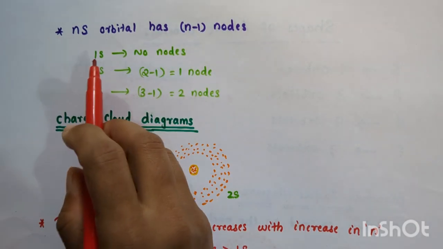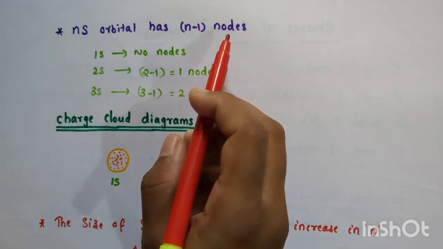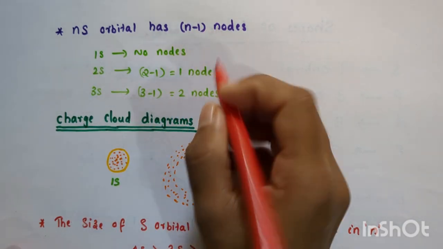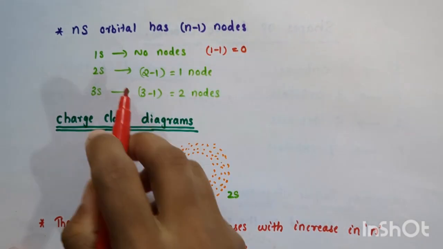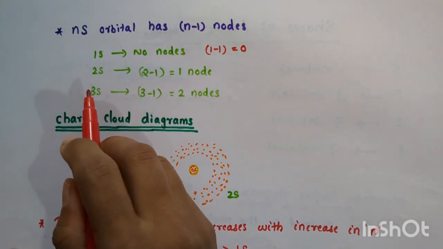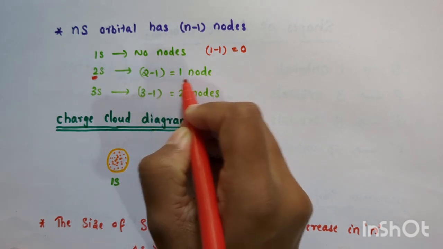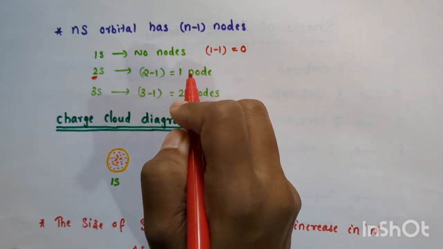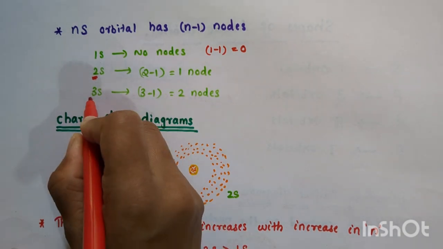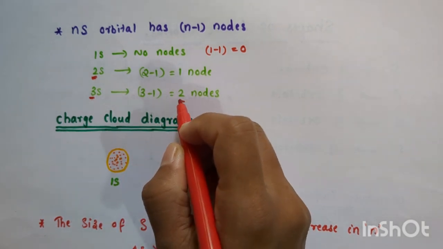For example, the 1s orbital has no nodes because an ns orbital has n minus 1 nodes. For the 1s orbital, n is 1, so the number of nodes, n minus 1, is 1 minus 1, which is 0. So the 1s orbital has no nodes. What about the 2s orbital? n is 2, so the number of nodes is 2 minus 1, which is 1 node. So the 2s orbital has 1 node, as we saw in our previous picture. For the 3s orbital, n is 3, so the number of nodes is 3 minus 1, that is 2 nodes.